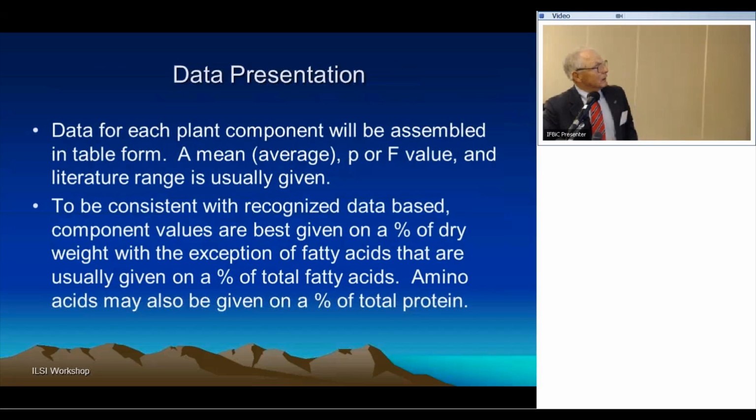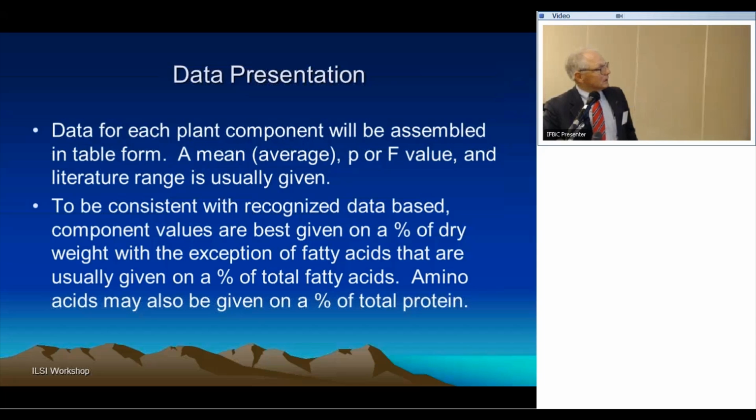Data presented: data on each component will be assembled in table form. As I said, the mean, average, P or F value, and literature ranges are usually given. And we talked about the sources of databases yesterday. We had papers on what the sources of the databases are. The open literature is also a source, as well as how we can find how valid the data in the literature is.